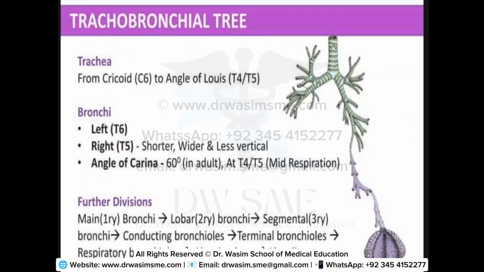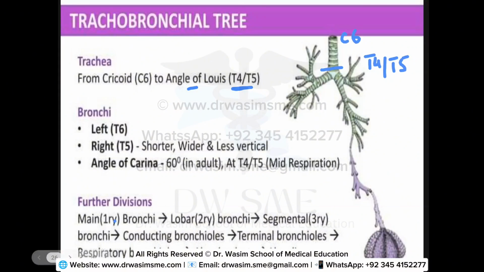So next up we have the tracheobronchial tree, its origin, insertion, and various important things. The trachea starts at the level of the cricoid, that is C6, and it ends at the level of the Angle of Louis, that is T4 and T5, which I have explained previously. It is going to divide at this level, T4 and T5, into the right and left main bronchus.